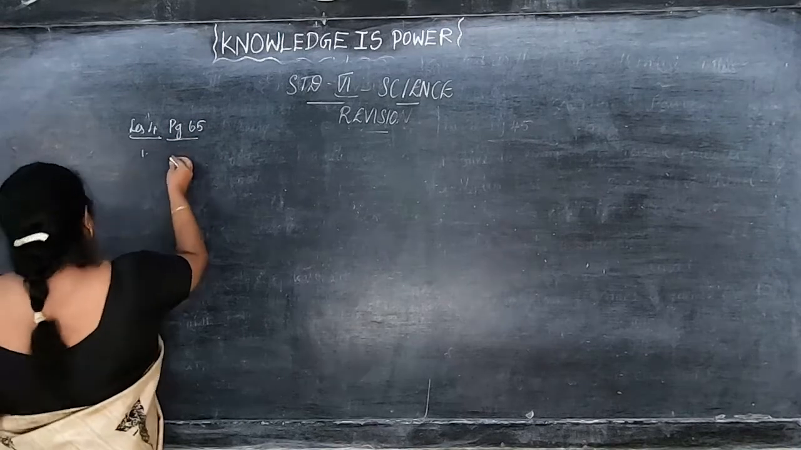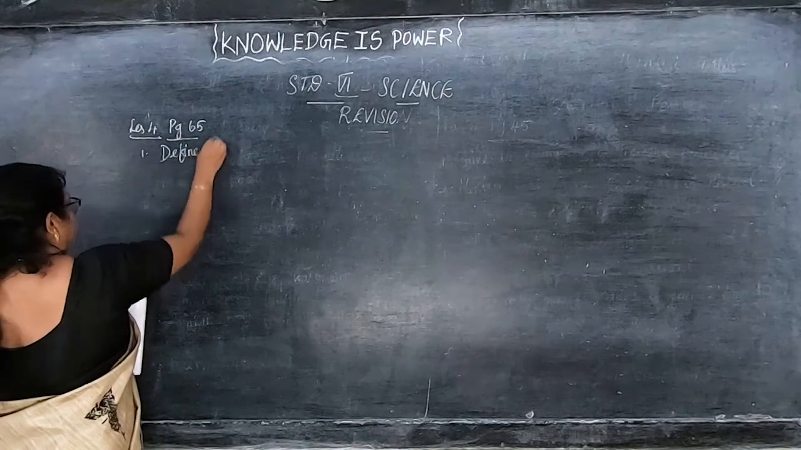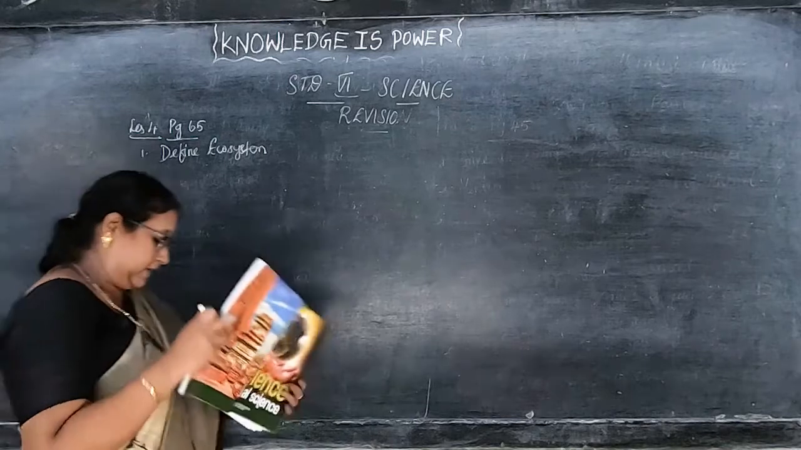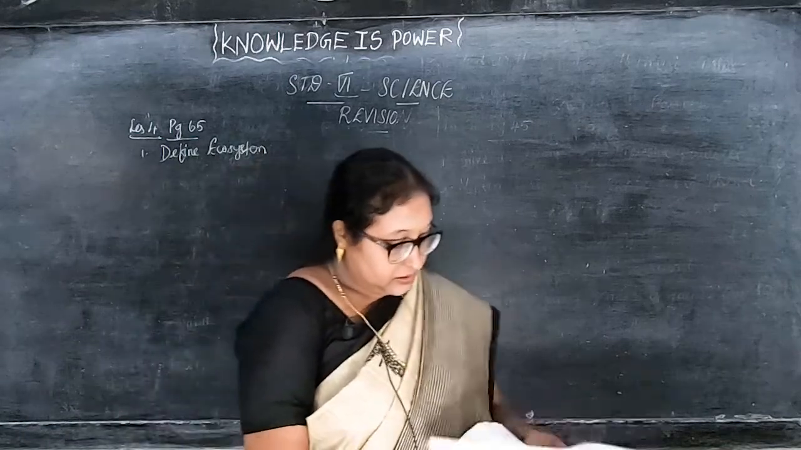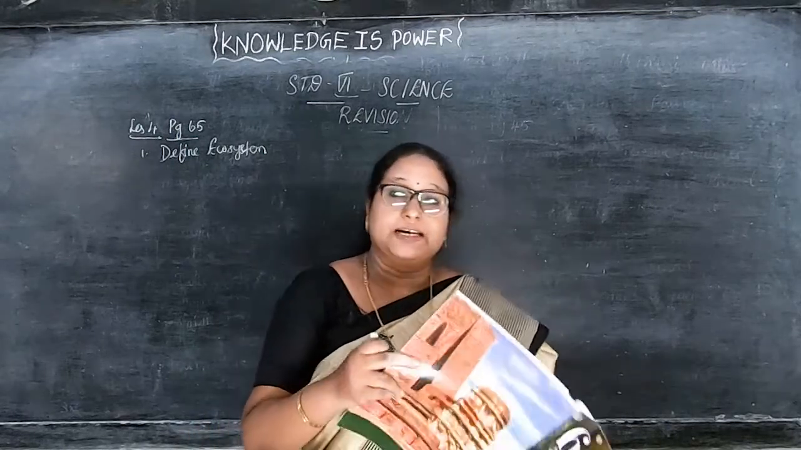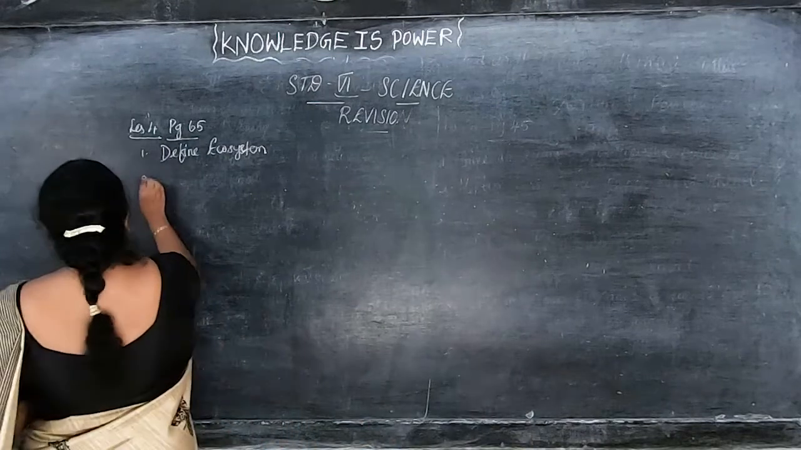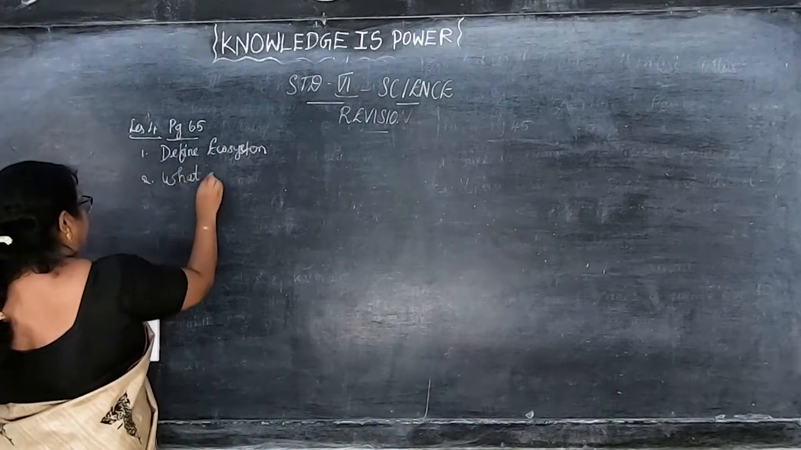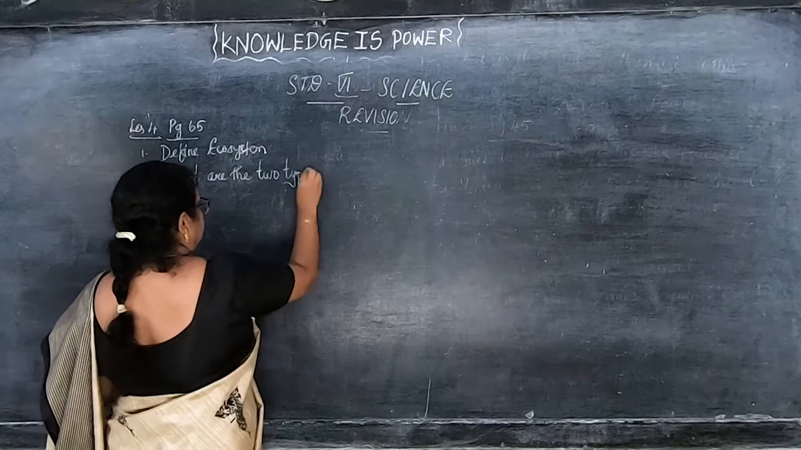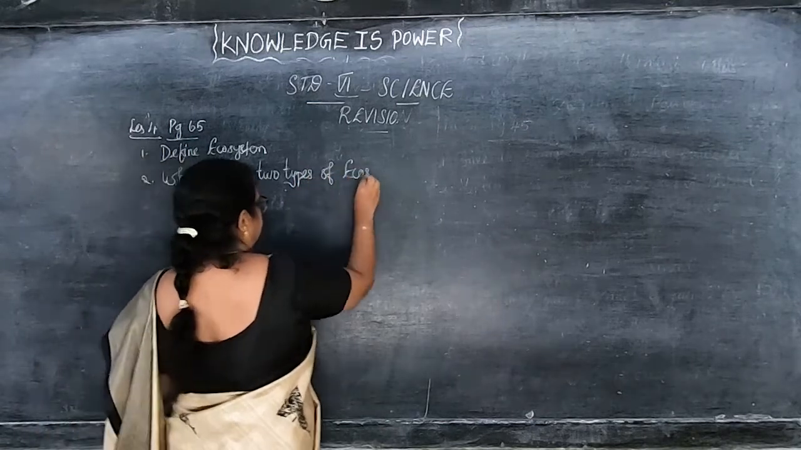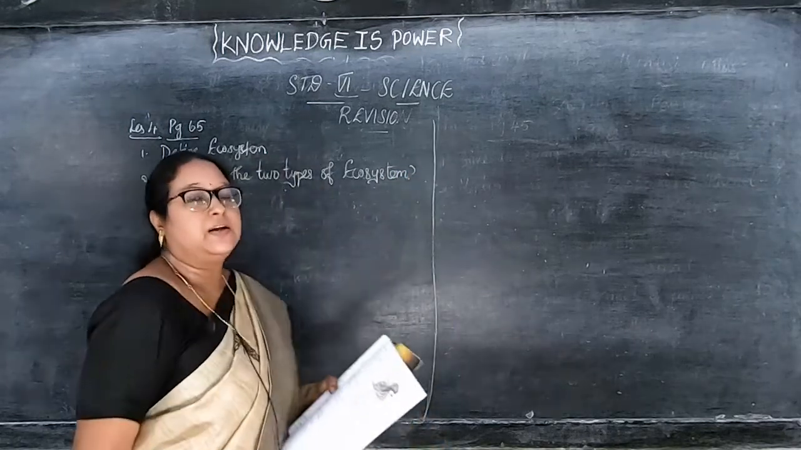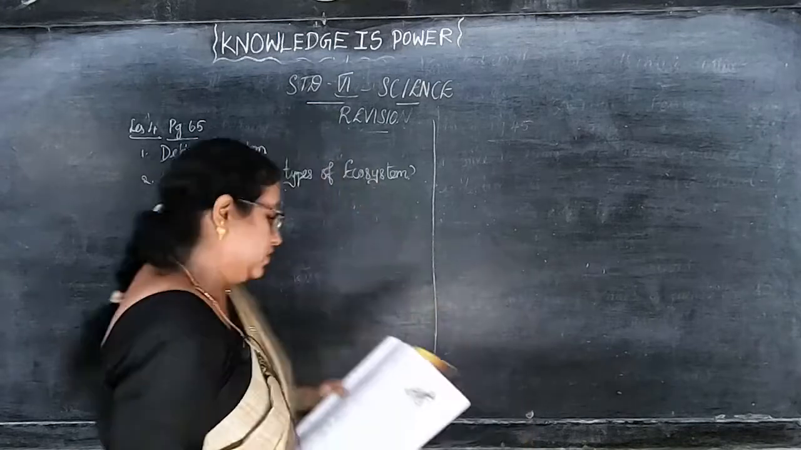First one, define ecosystem. You can take page number 47. Ecosystem is a community of living and non-living things that work together. Then second question, what are the two types of ecosystem? The two types of ecosystem are natural ecosystem and artificial ecosystem.